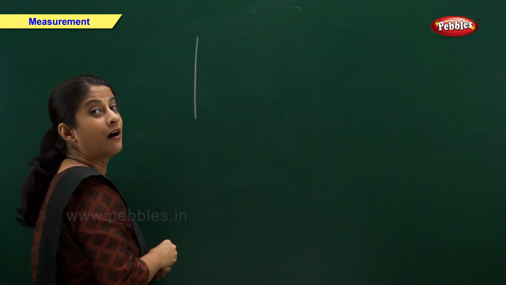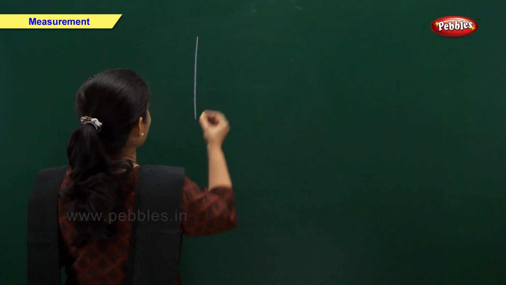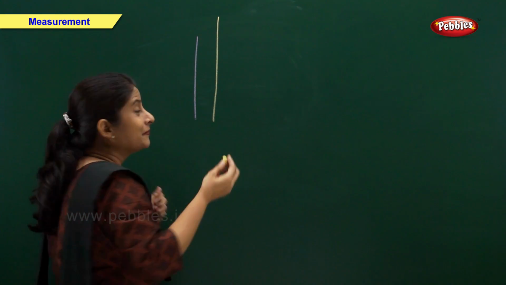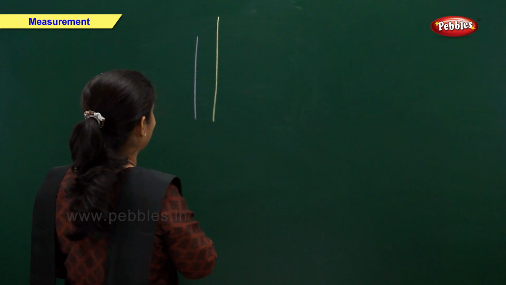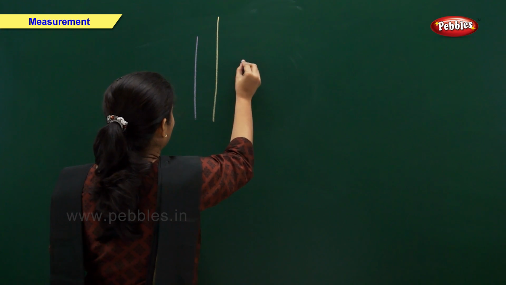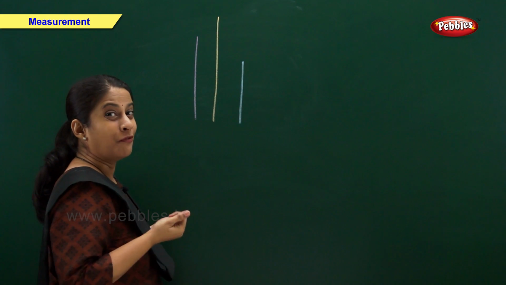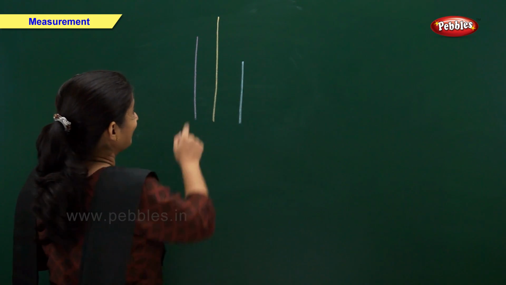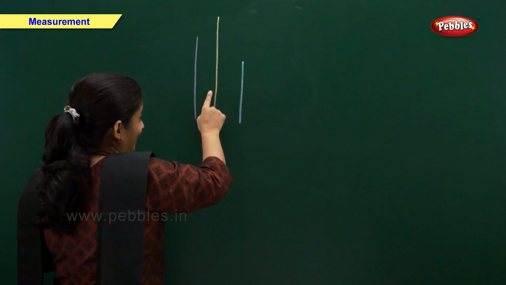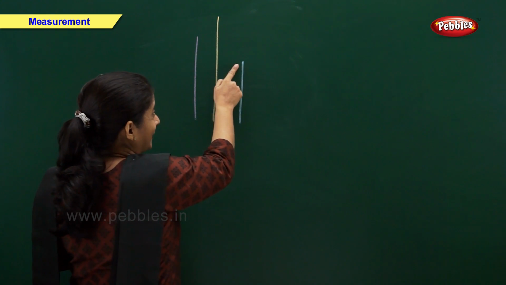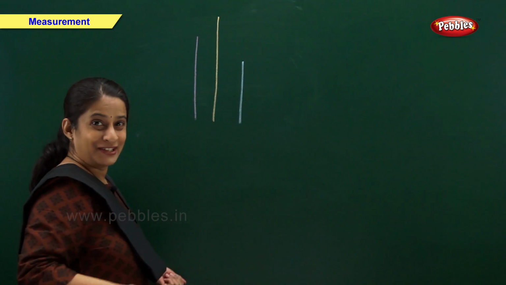I have a purple line, yellow line, a blue line. Now which line is the tallest? Yellow line is the tallest. Blue line is the shortest. Let us see longer and shorter.